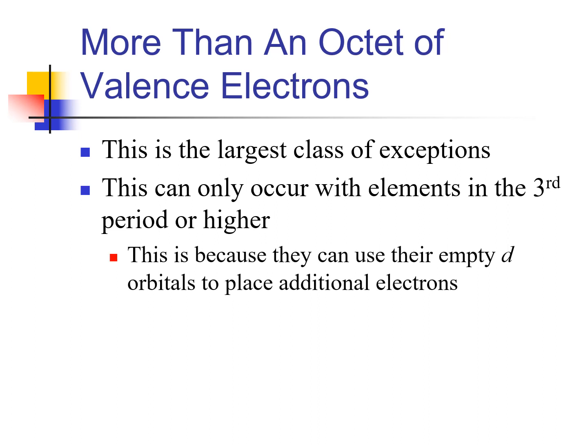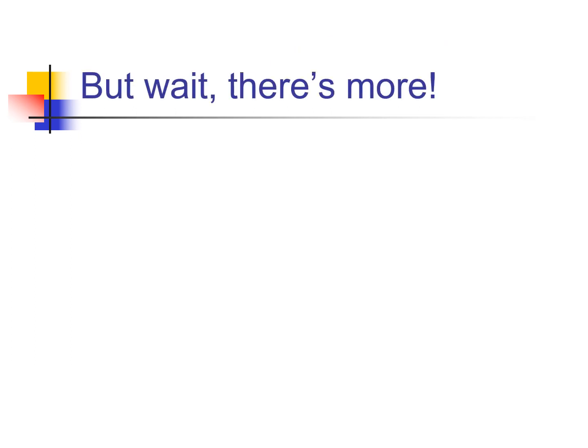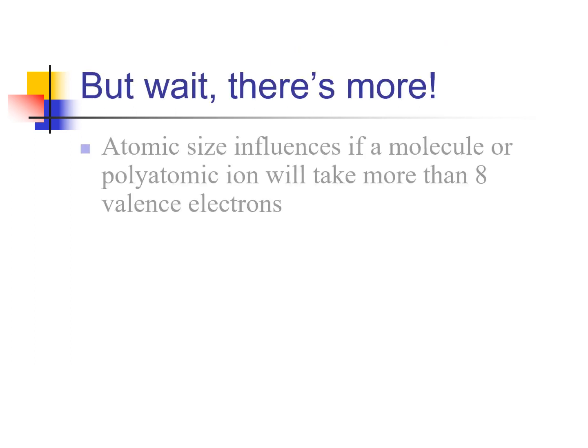The reason for this is that to have more than a full octet, you need an empty d sublevel that's not being used to place those extra electrons. And d sublevels don't exist until the third energy level. 3d is the lowest energy sublevel that has a d. So yeah. But wait, there's more.